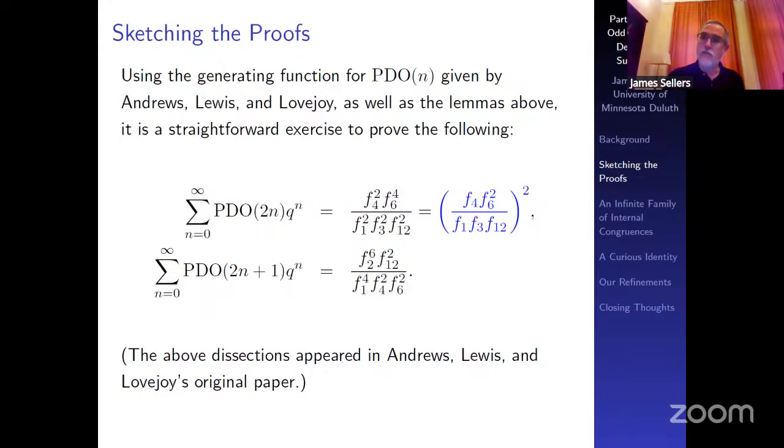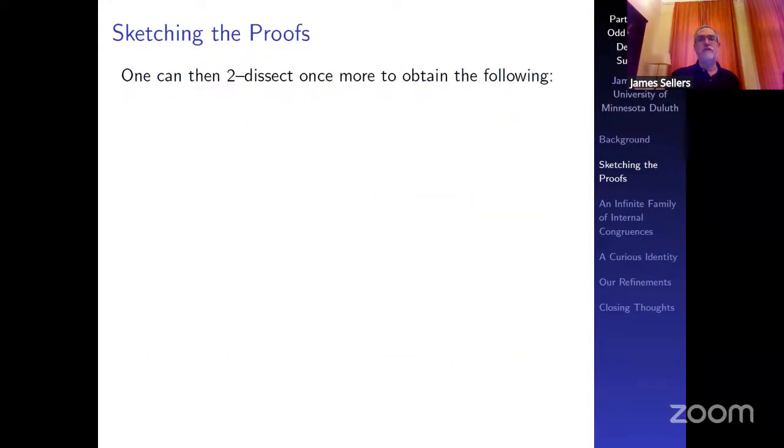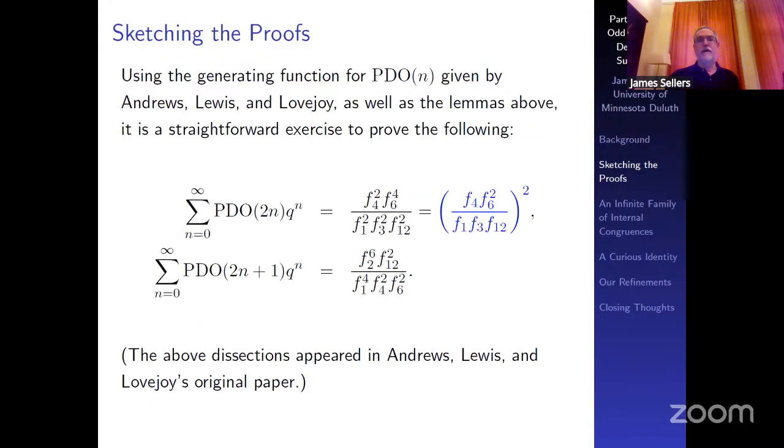These actually already appear in Andrews, Lewis, and Lovejoy. So there's nothing new about what I've done here. But you can dissect them again. For example, if I wanted to dissect this second generating function, almost all of the subscripts are even. The only thing remaining is a 1 over f1 to the 4. But I had a lemma that told me what to do with 1 over f1 to the 4, and so I can do another 2 dissection.